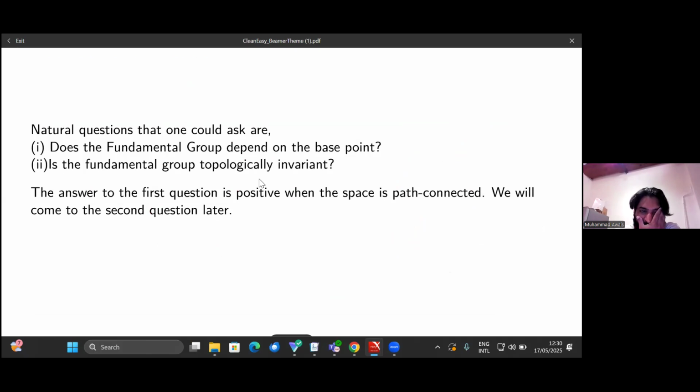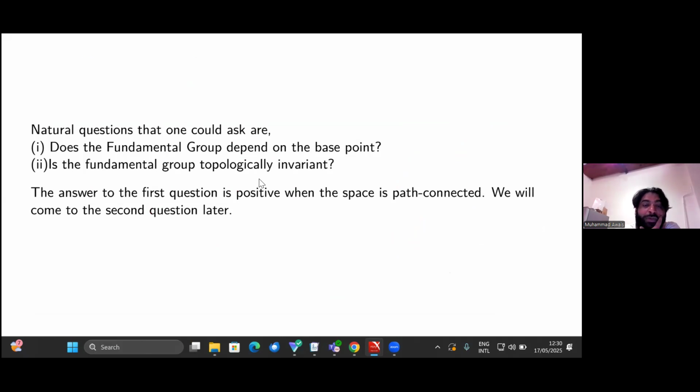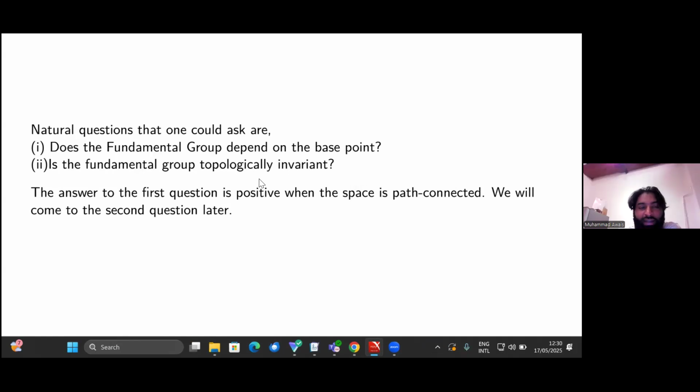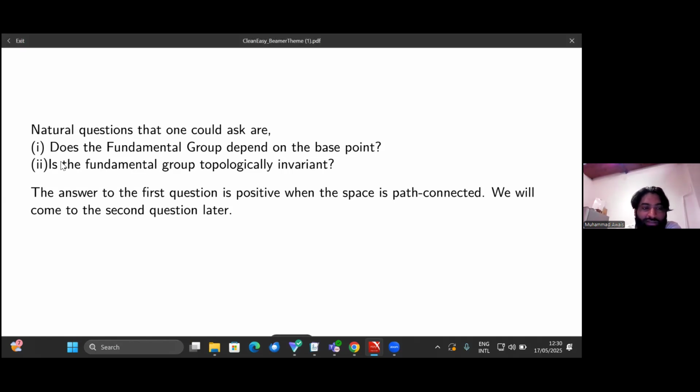Okay. So the question is, does the fundamental group depend on the base point? Like if you remember in the very beginning, we said choose a base point and define a fundamental group with respect to that base point. And the second question is, is the fundamental group topologically invariant? This is the thing which we wanted to do in the very beginning. I said the idea is to give some new invariant to topological spaces. So we gave something. The question is, is it the thing which we wanted to do? But the answer to both questions is yes.